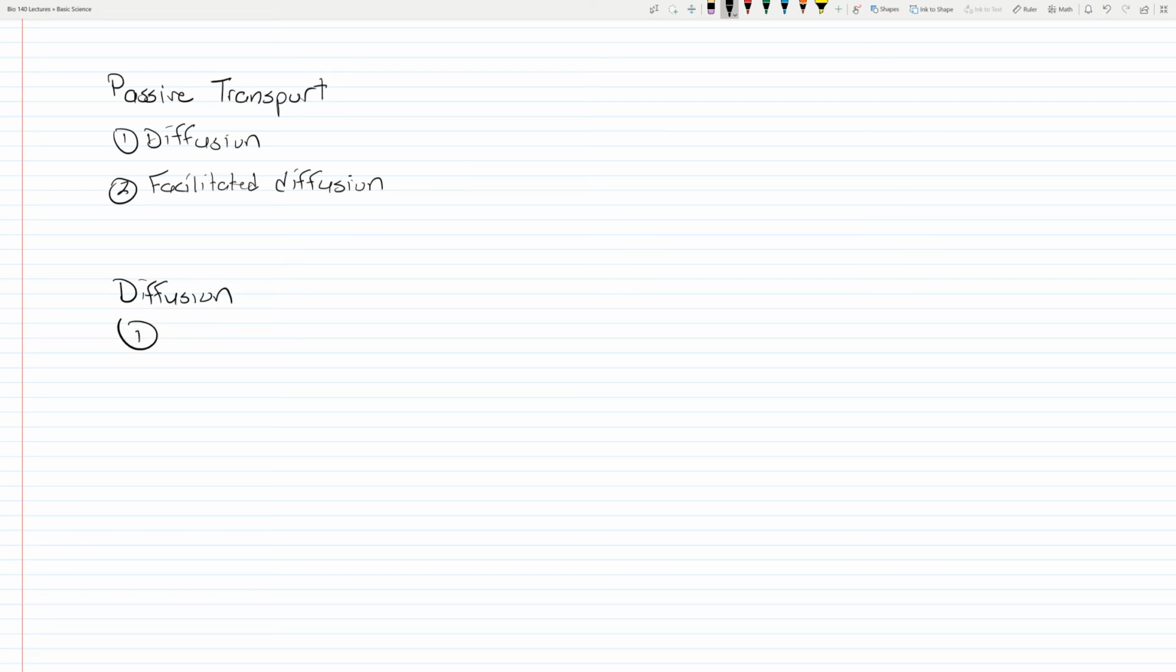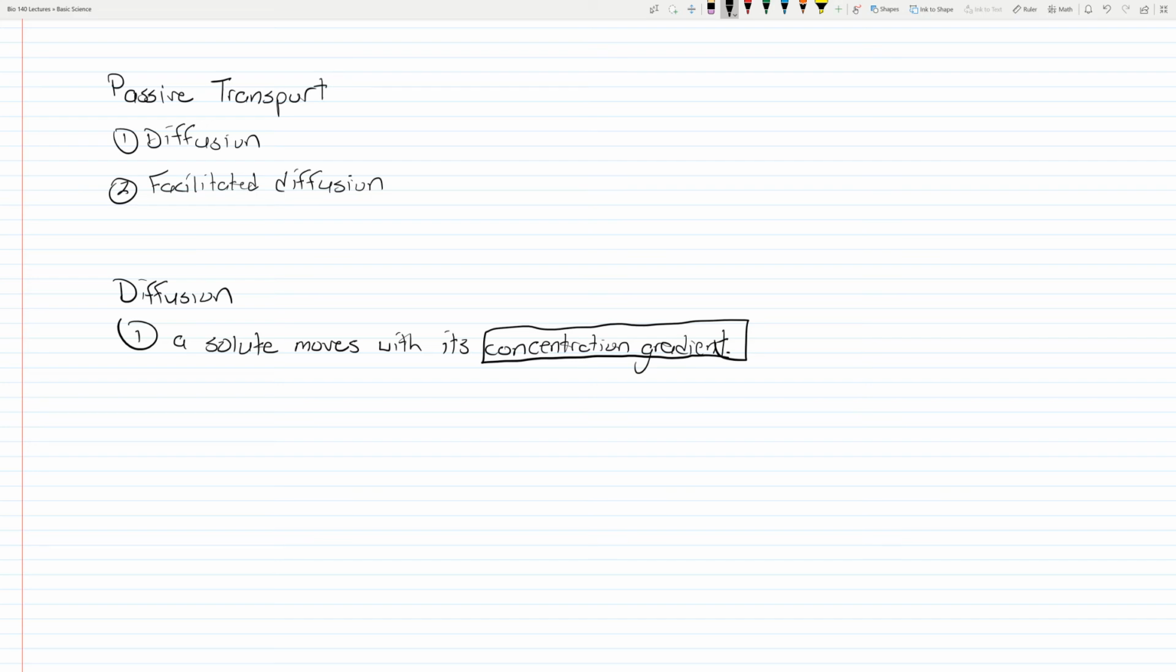The guiding principle of diffusion is this: a solute moves with its concentration gradient. This is the phrase that usually trips most people up when we're talking about this.